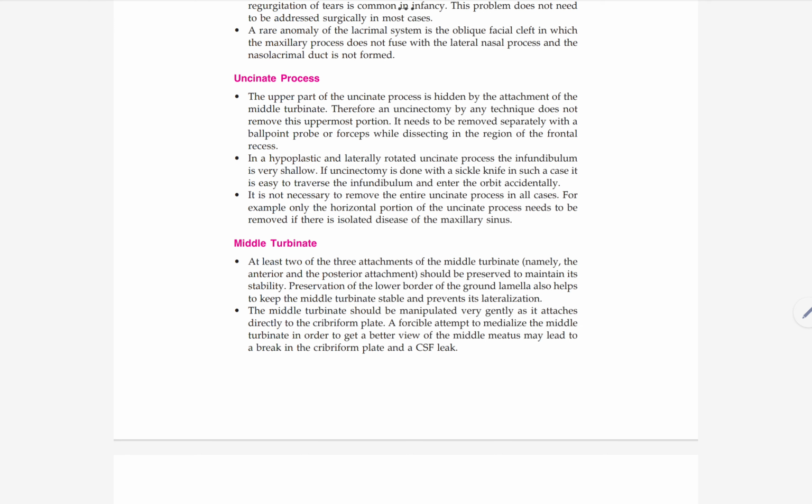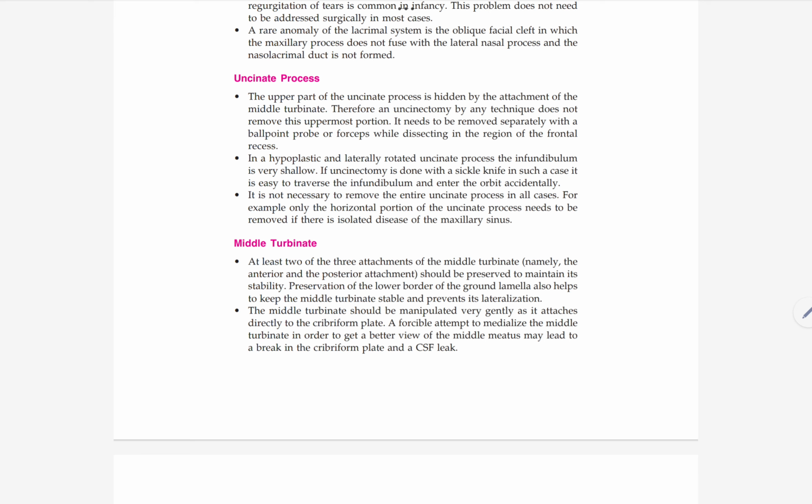If uncinectomy is done with a sickle knife in such a case, it is easy to traverse the infundibulum and enter the orbit accidentally. It is not necessary to remove the entire uncinate process in all cases. For example, only the horizontal part of the uncinate process needs to be removed if there is an isolated disease of the maxillary sinus. Middle turbinate.